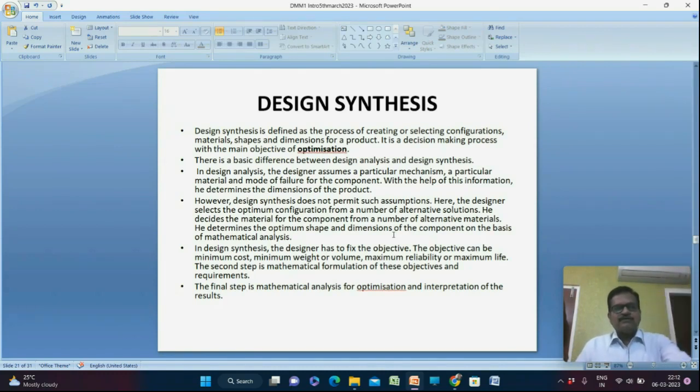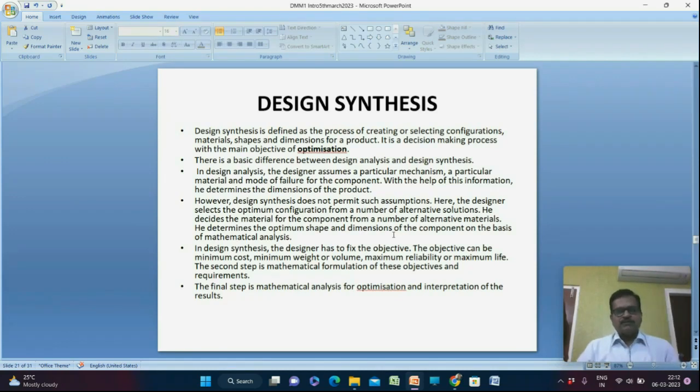Here the designer selects the optimum configuration from a number of alternative solutions. He decides the material for the component from a number of alternative materials. He determines the optimum shape and dimensions on the basis of mathematical analysis.